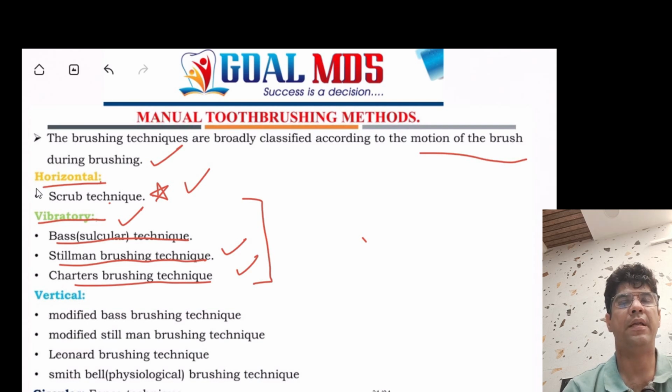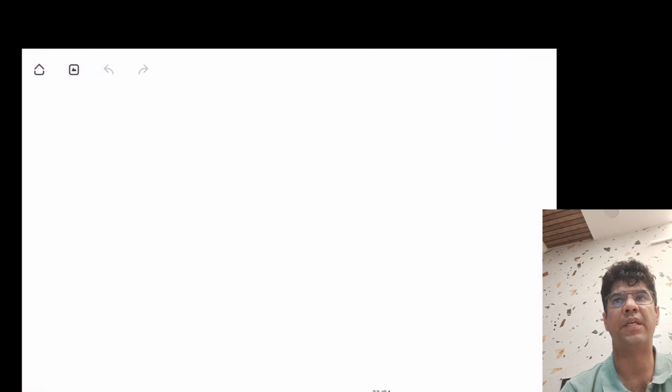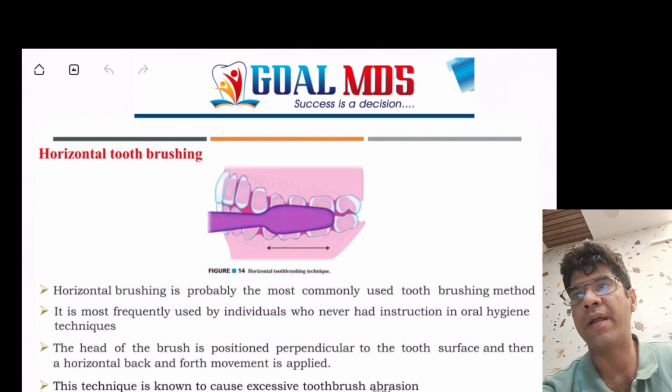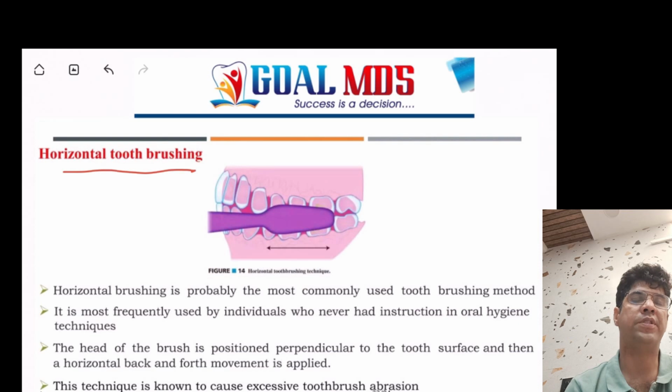So the vibratory method utilizes the Bass technique, Stillman brushing technique, Charters brushing technique. The vertical method involves the modified Bass brushing method, modified Stillman brushing method, Leonard brushing technique, Smith Bell brushing technique. The circular method includes the Fones technique. So remember all these from your entrance exam point of view. Many times questions are asked based upon these techniques.